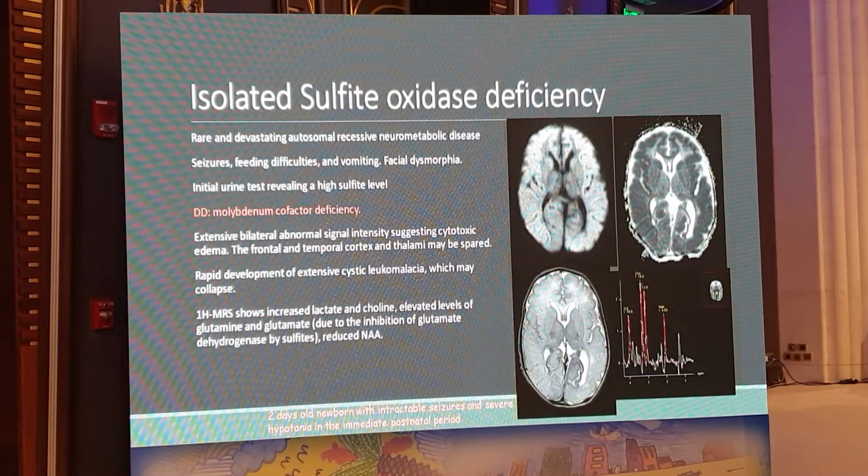Isolated sulfite oxidase deficiency is also a devastating autosomal recessive neurometabolic disease. Let's finish this case. Patients present with seizure, feeding difficulties, and vomiting. Its main differential is molybdenum cofactor deficiency. It's the main mimicker of HIE because of the extensive involvement of the cortex and the basal ganglia. However, it usually spares the thalami.